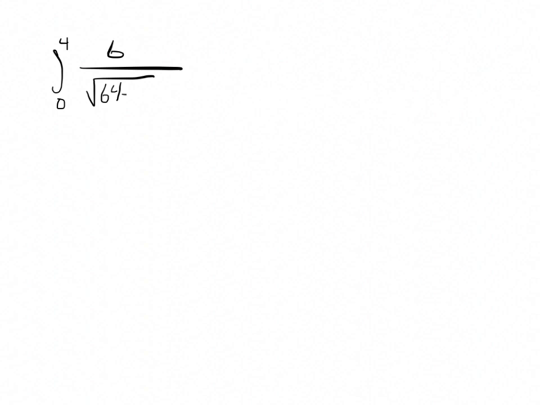In this video, I really just want to extend the previous video by going over two problems that involve bounds. And so we're just going to get into what definite integrals look like with this inverse trig business. So the first one that I have is the integral from 0 to 4 of 6 over the square root of 64 minus x squared dx.